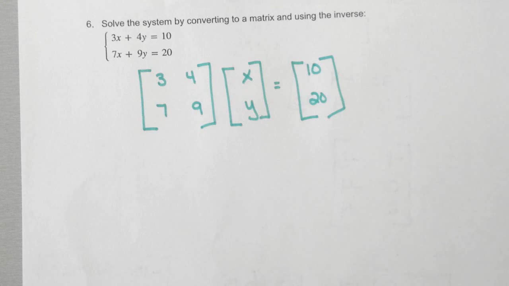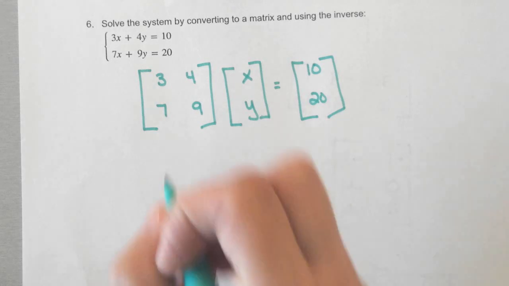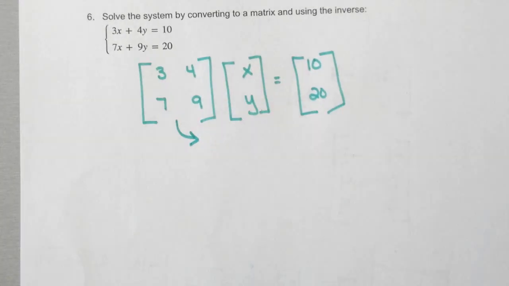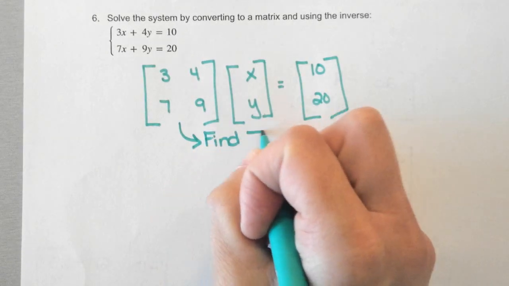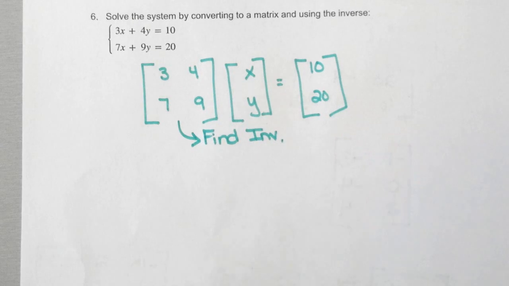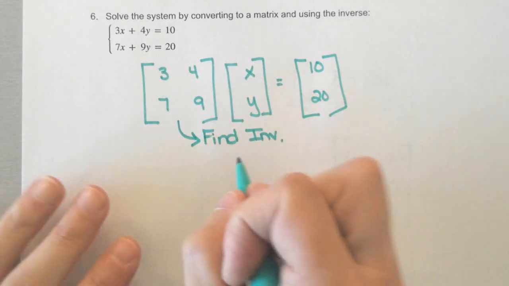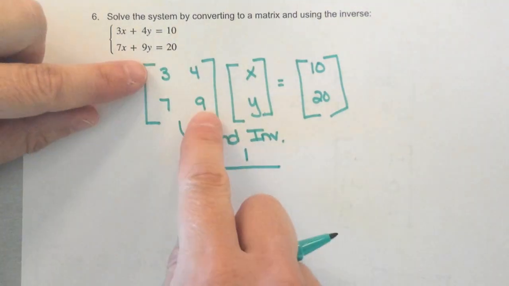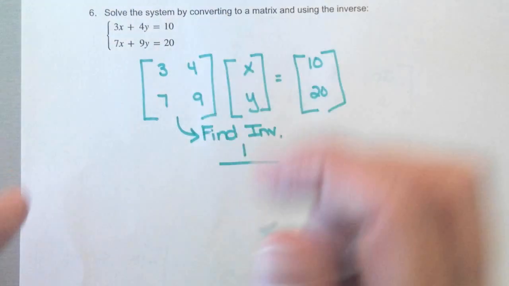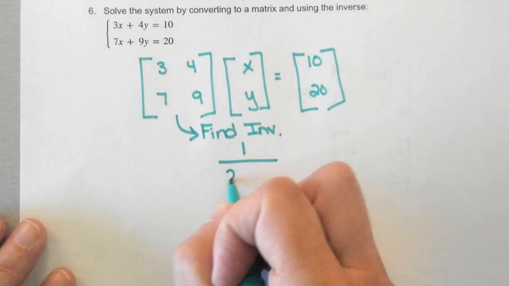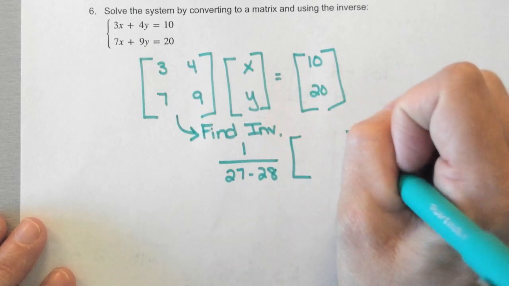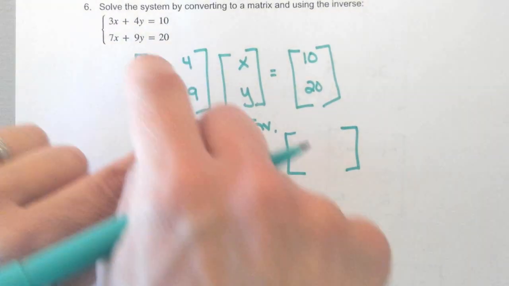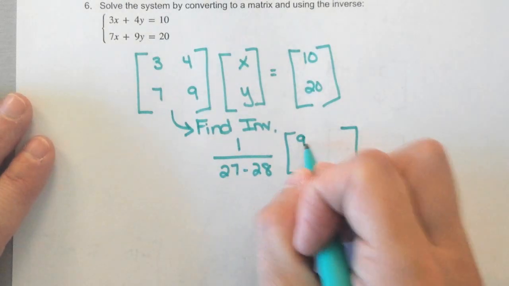Okay, so we want to figure out what x and y equal, which means we need to find the inverse of this, so we can multiply it to each side so we can solve. So we need to go ahead and find our inverse. It's 1 over 27 minus 28. And then remember how we construct this matrix. These two flip, 9 and 3.